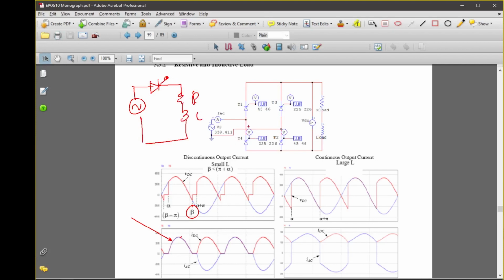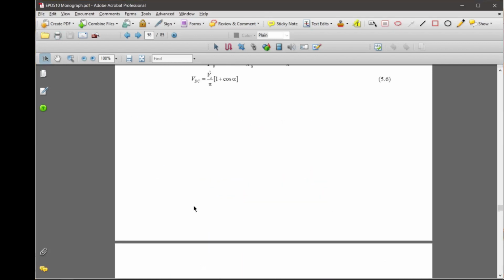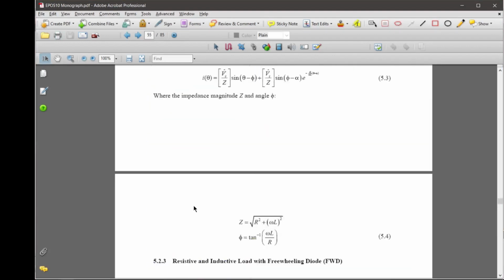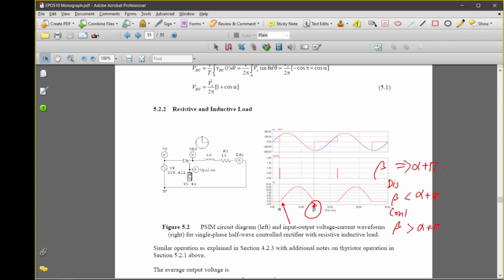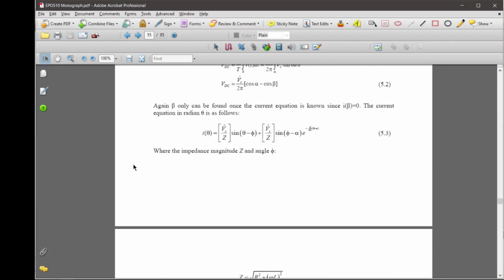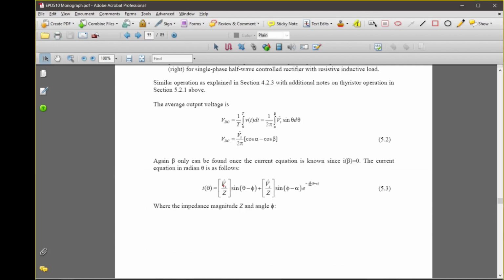Okay, so the equation is, you can reverse back, and that is the equation, right? We have the condition of R plus L and the similar current here. So if you can find beta here and then compare with alpha plus pi, for discontinuous condition, beta must be lower than alpha plus pi. If it is continuous operation, beta must be greater than alpha plus pi, right? So this is the equation that we need to use.